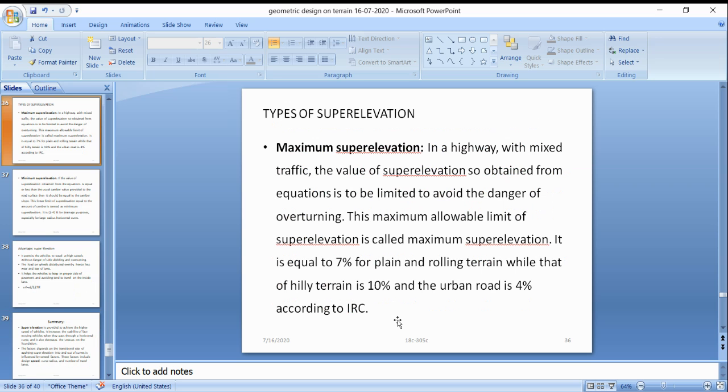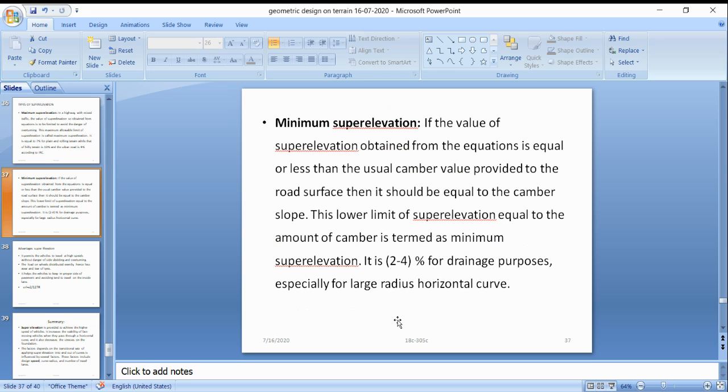Next, maximum super elevation. In a highway with mixed traffic, the value of super elevation obtained from the equation is to be limited to avoid the danger of overturning. This maximum allowable limit is 7% for plain areas and 10% for hilly areas. If it is an urban road, then it is 4%. So we have seen how much super elevation is to be provided for different terrains.